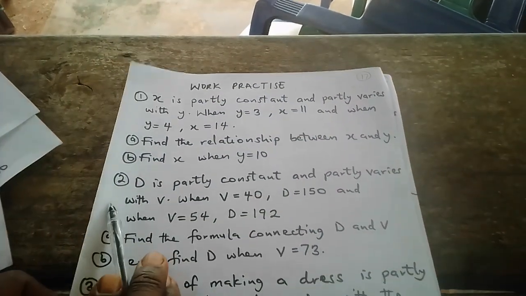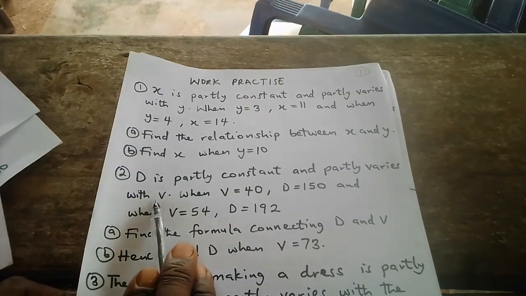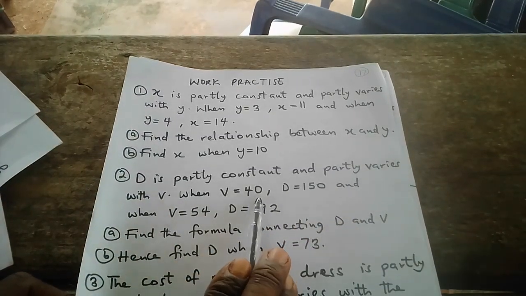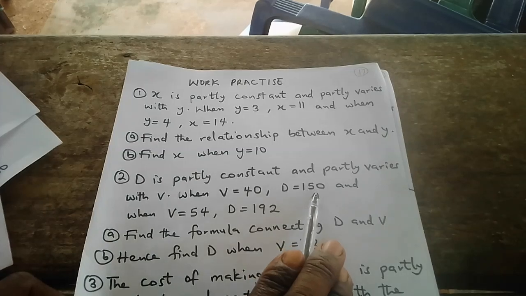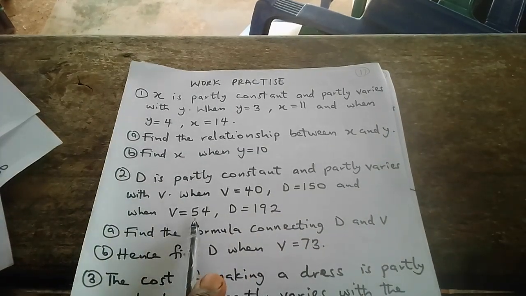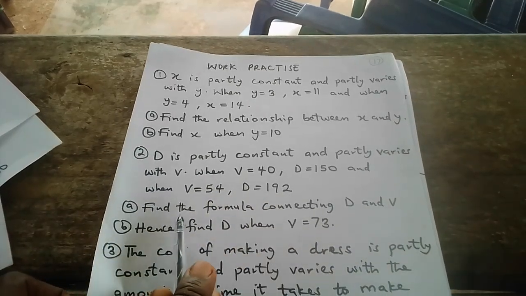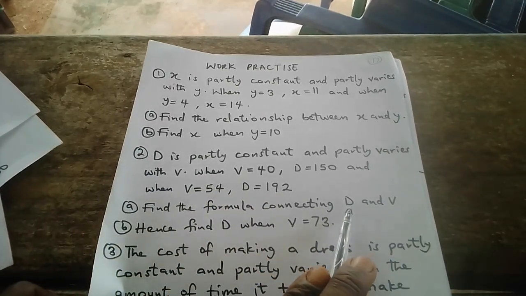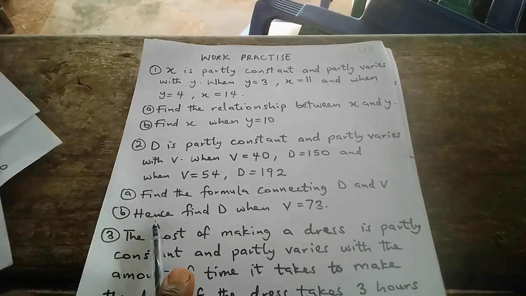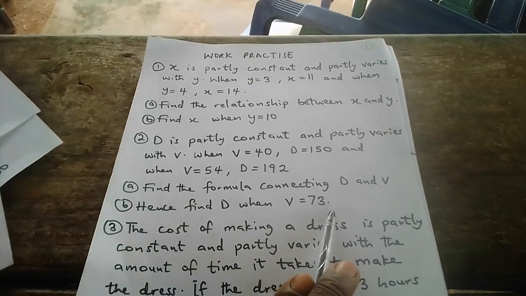Number 2. D is partly constant and partly varies with V. When V is equal to 40, D is equal to 150. And when V is equal to 54, D is equal to 192. A. Find the formula connecting D and V. B. Hence, find D when V is equal to 73.